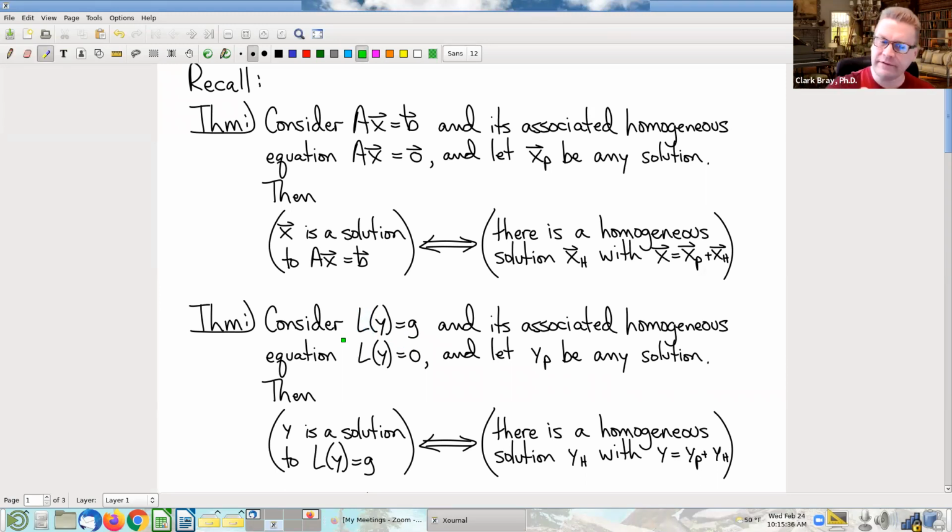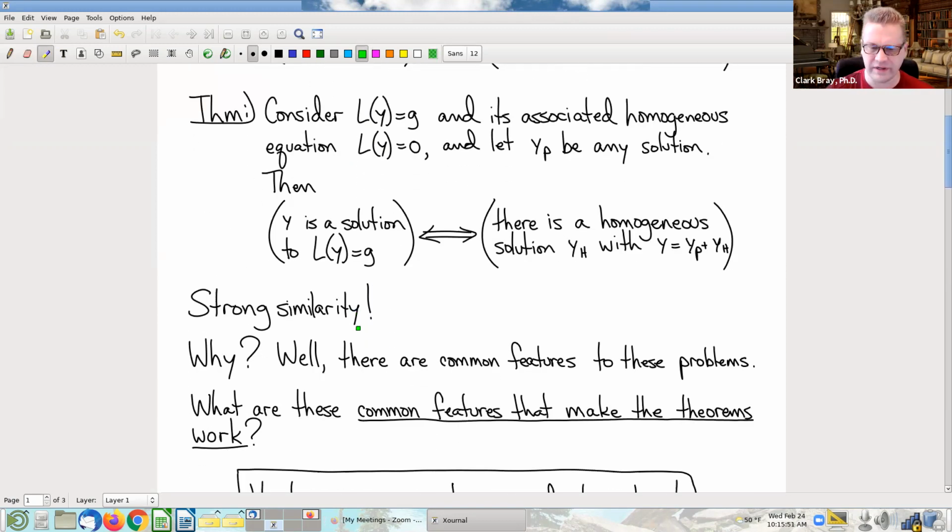Okay, so very different things. This is a matrix. This is a linear differential operator. Totally different things, but they have this common feature that they are linear. Okay, so those are those common features.